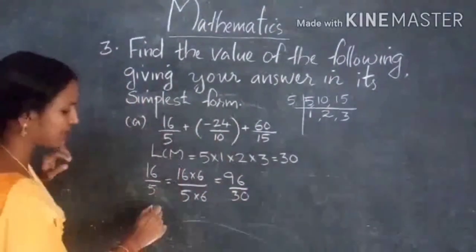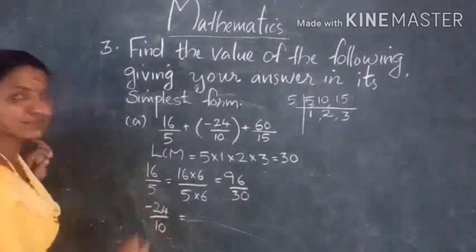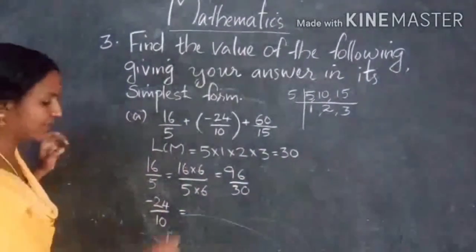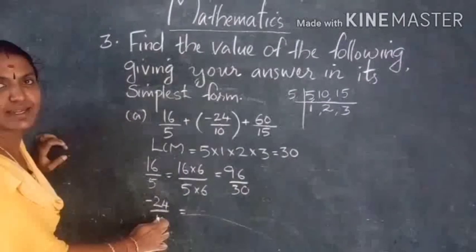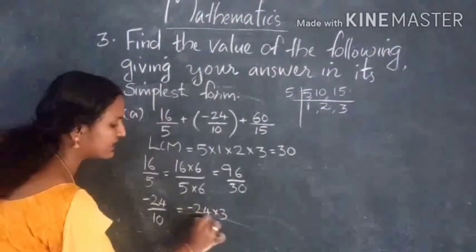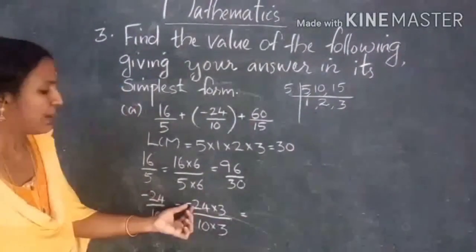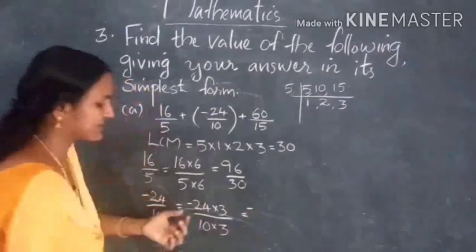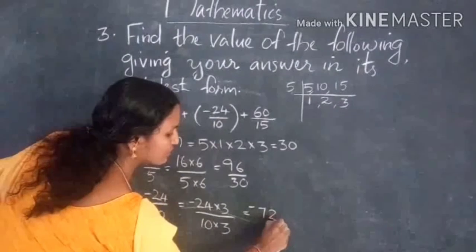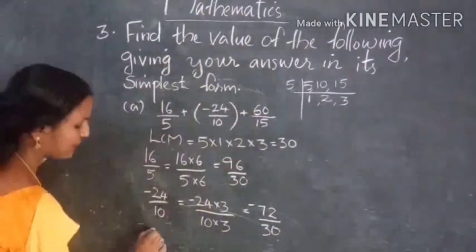The second fraction, minus 24 by 10. How many 10s are in 30? 3 10s are 30. So multiplying the numerator and denominator by 3. Minus 24 into 3 divided by 10 into 3. Minus into plus minus. 24 into 3, 72 divided by 30.